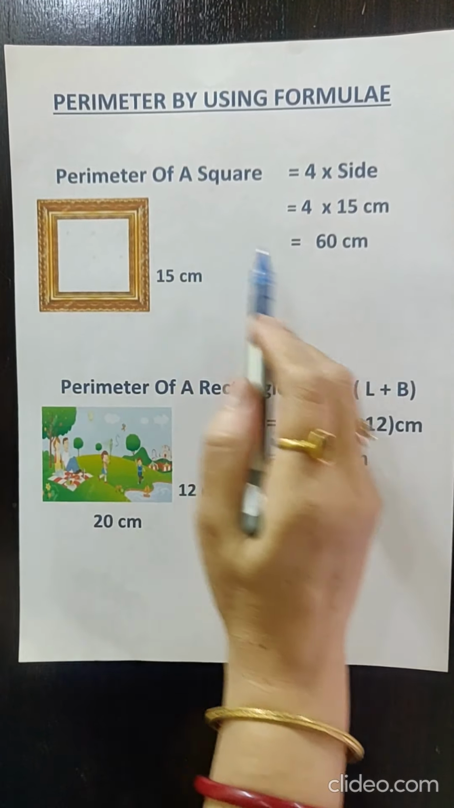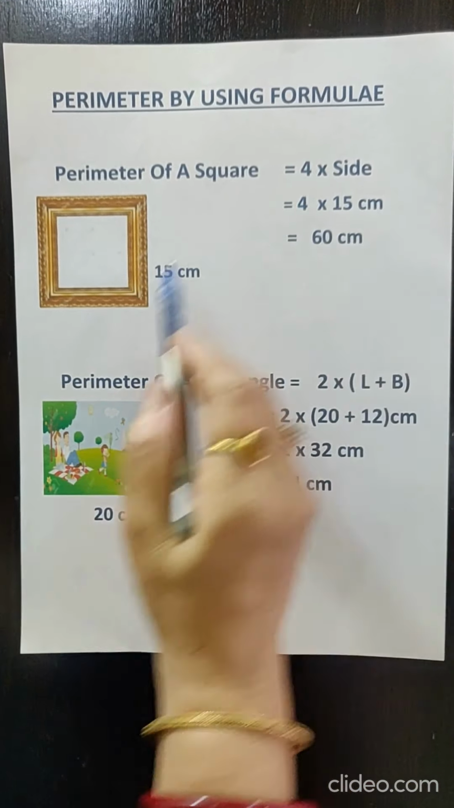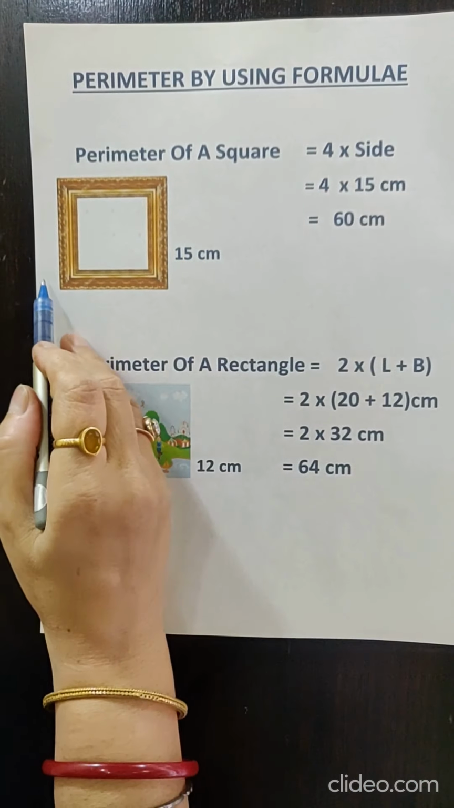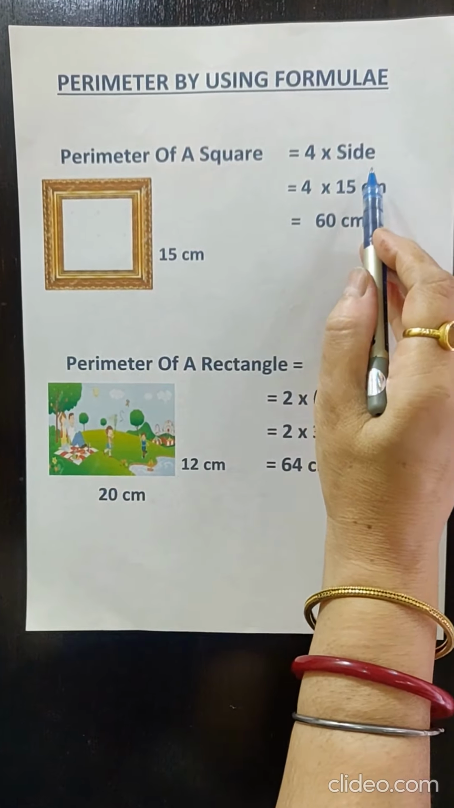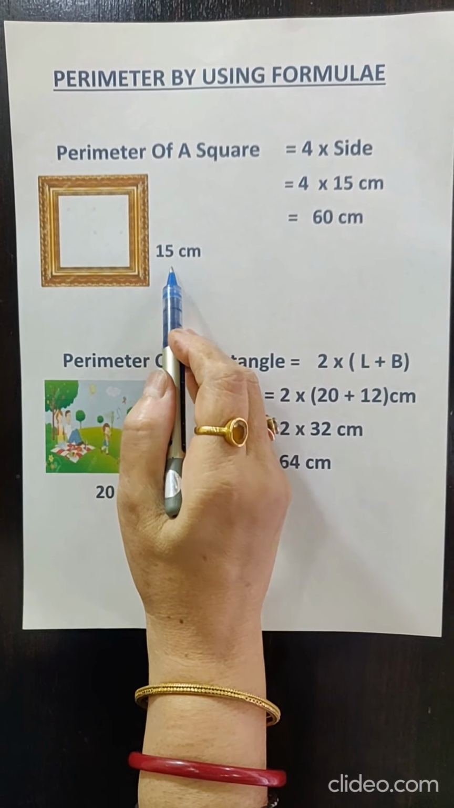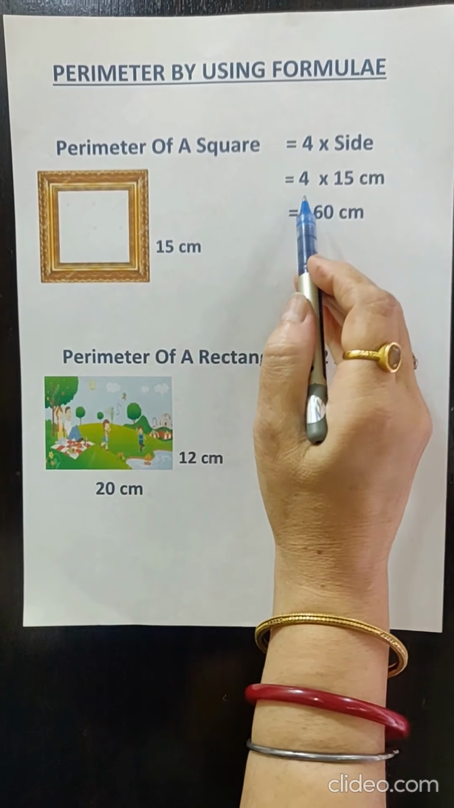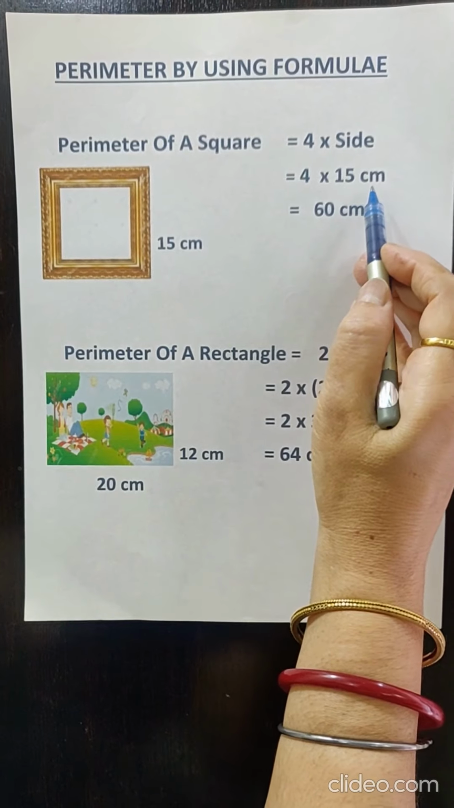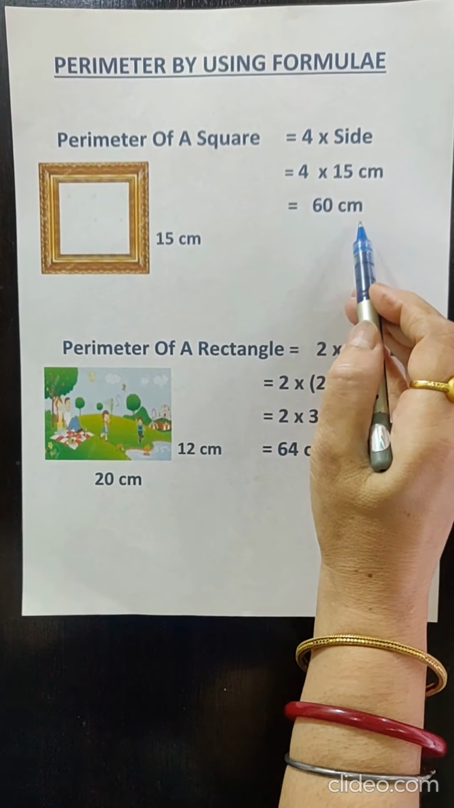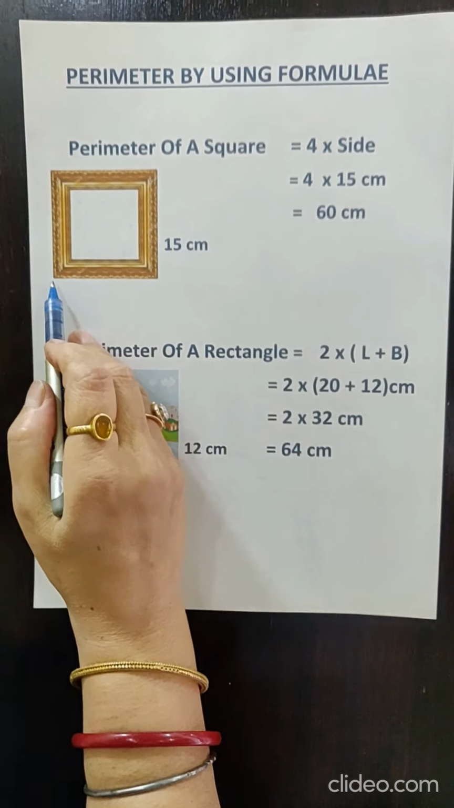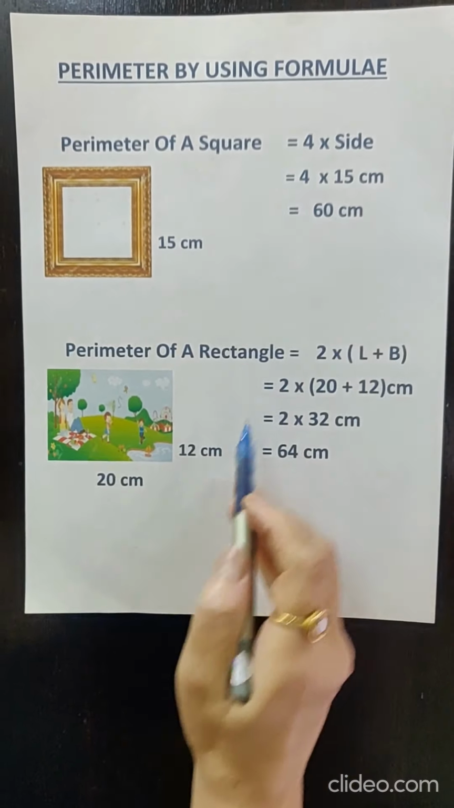For the perimeter of a square, we use 4 into side because it has 4 equal sides. So we write 4 into side. The length of the side is 15 centimeter. So 4 into 15 centimeter equals 60 centimeter. So the perimeter of this square is 60 centimeter.